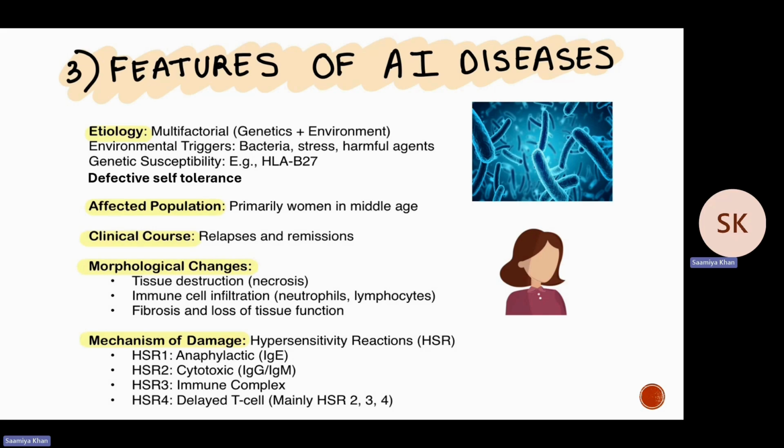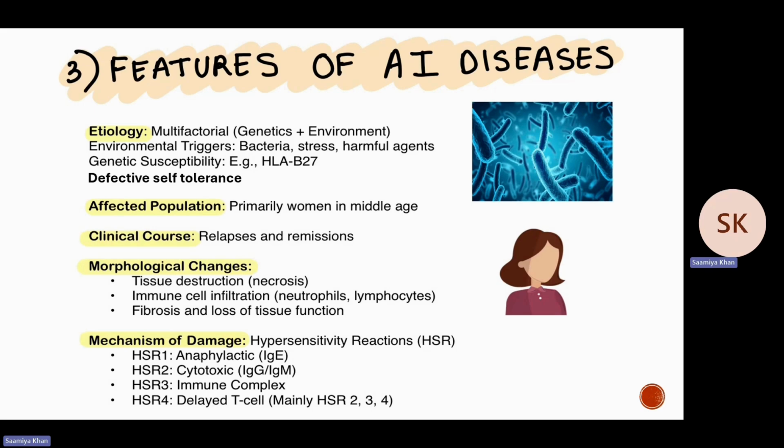Then hypersensitivity reaction 2 involves IgG or IgM antibodies targeting the body's own cells, and hypersensitivity reaction 3 is immune complex mediated, where these immune complexes are deposited in tissues. And the last one, hypersensitivity reaction 4, is the delayed T cell response, which basically means it's a delayed immune response by previously exposed T cells. This is good to know, the four reactions, but in the exam you don't need to mention them in detail because this was your previous question, it's not this question.